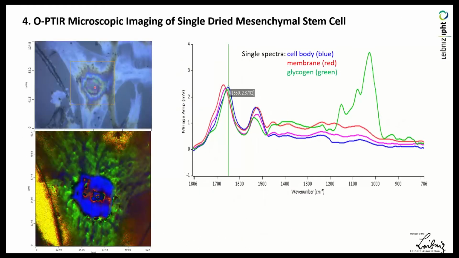Okay, next topic. OPTIR microscopy imaging of single-dried mesenchymal stem cell. This data were collected by Mustafa remotely when, I don't know, he had some spare time at home. And so he found this interesting cell. This is a mesenchymal stem cell, quite large cell. I published a paper, I think 2007, 2008. I still have the cells in the lab for some tests, and it was good to keep them.